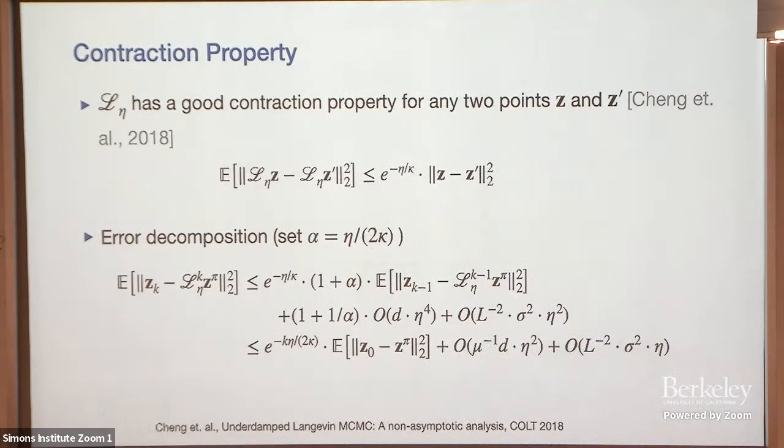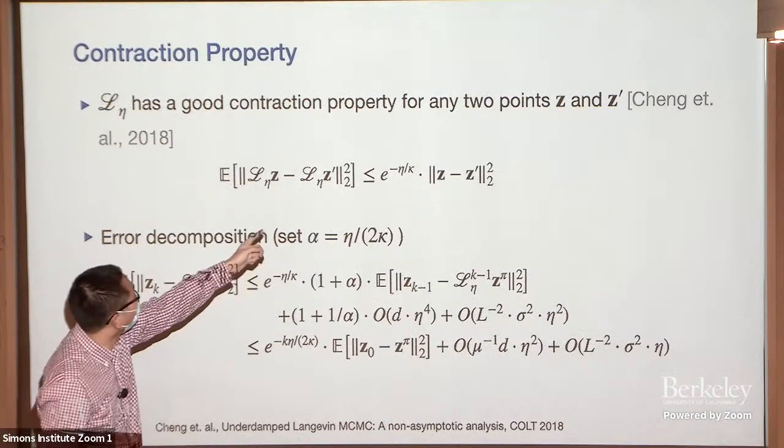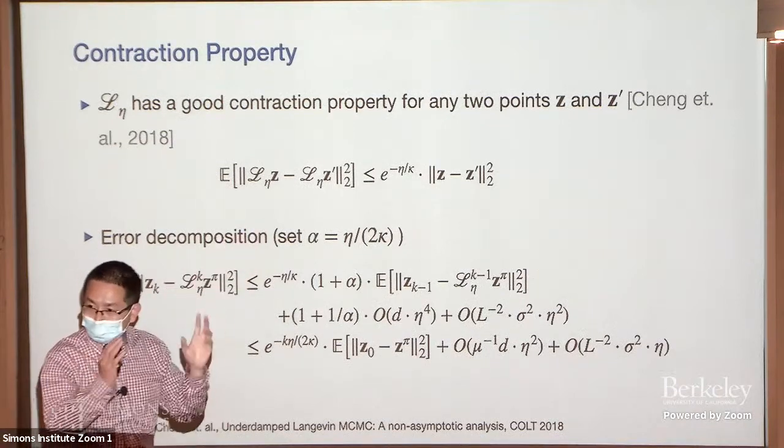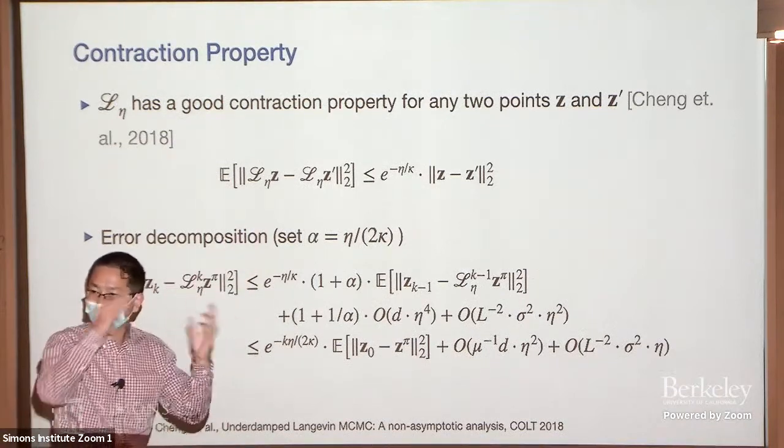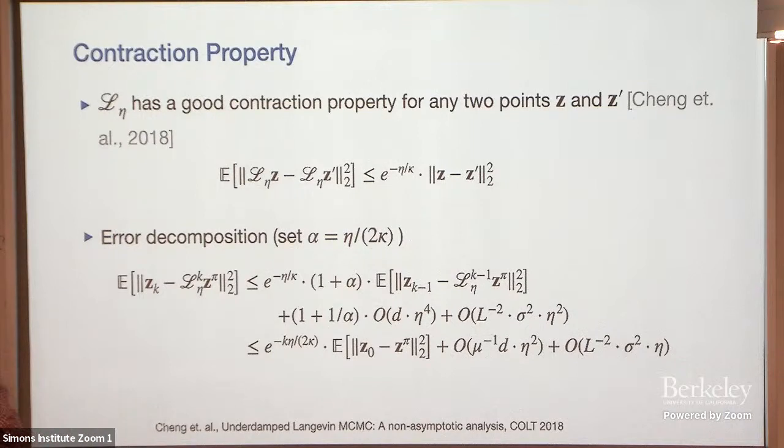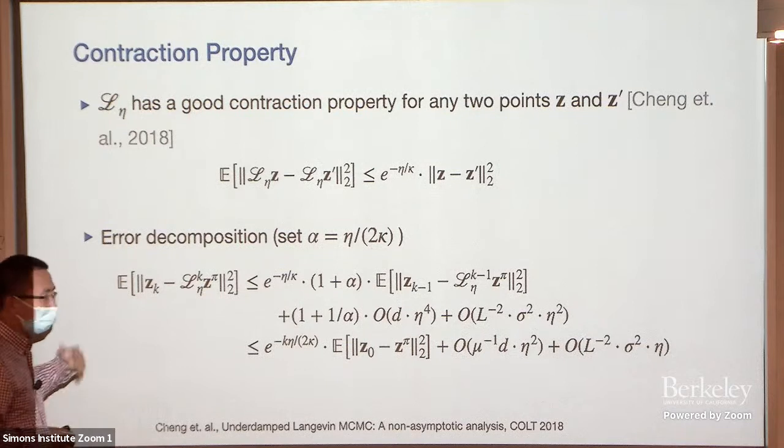And compared with HMC, the nice thing about underdamped Langevin is that the contraction property proved by Chen et al. holds for any 2 points Z and Z'. Before, remember that in HMC, the contraction property only holds for any 2 points with different position but the same velocity. Because of this, it also simplifies the analysis in some steps.